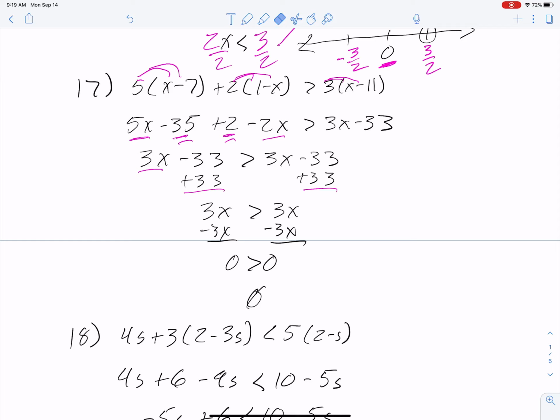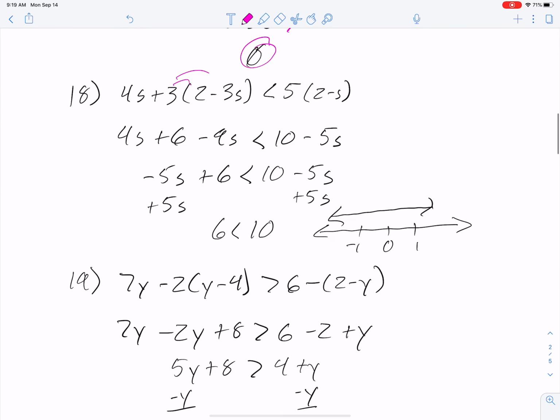I subtract 3x. I get 0 is greater than 0, which I know is a false statement, so there is no solution. Now, some people might have noticed that there was no solution at this step, or they might have noticed at this step. Whatever step you notice it at is fine, but typically most people don't really notice with inequalities till they get to the end.